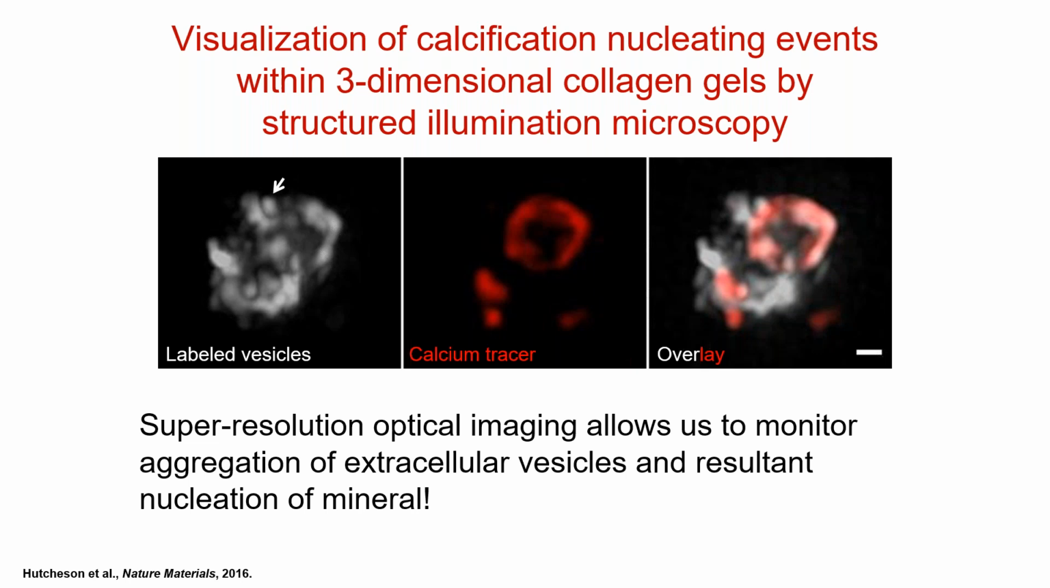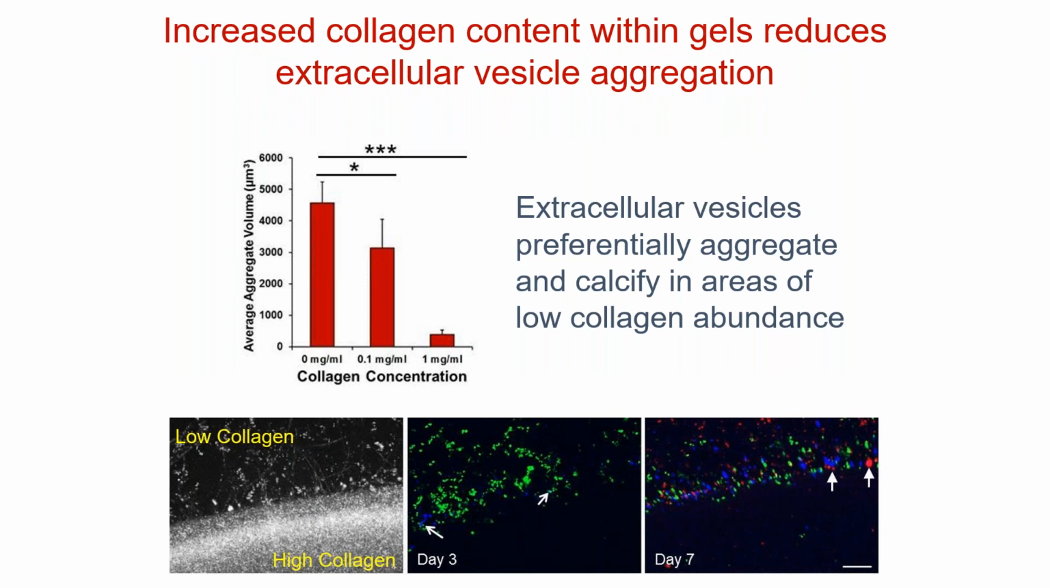So back to that collagen story I was telling you a moment ago. The idea that we really came to as we watched these vesicles come together and build this mineral was that collagen seemed to be acting more as a scaffold than anything. So it seemed that the collagen kind of directed the vesicles where to go and really controlled how they then aggregated and came together to build the mineral. And so as we increase our collagen concentration, we decrease the size of those aggregates that can form, the size of these vesicle aggregates that can come together and build mineral. And so we were able to quantify that in our collagen hydrogels.